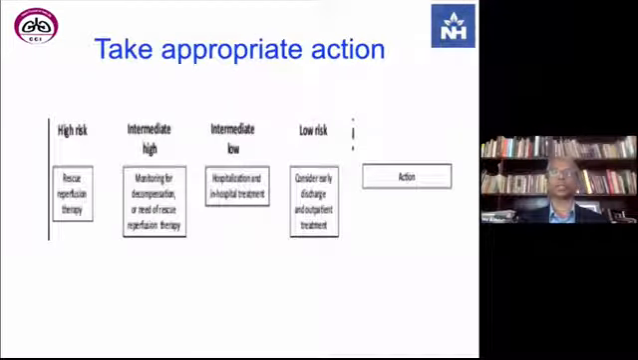So you take the appropriate action. And to summarize it in one slide, if a person is at high risk, you immediately proceed to rescue reperfusion therapy. This may be thrombolysis, it may be surgical thrombectomy, it could be catheter-directed thrombectomy or thrombolysis. But reperfusion must start immediately. If the person is at low risk, you consider early discharge and outpatient treatment.